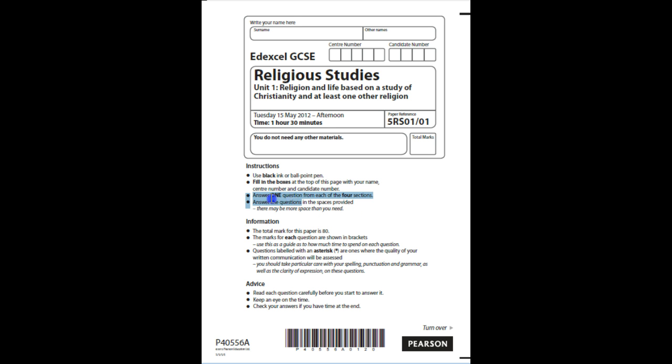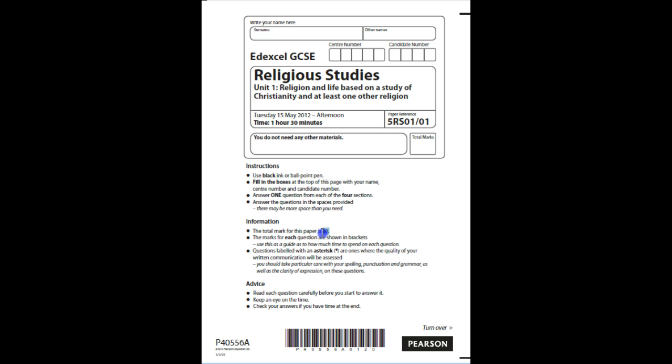You have to answer one question from each of the 4 sections. Now, when we talk about a question, we'll go through that in a second, but there are 4 sections: believing in God, matters of life and death, marriage and family, and community cohesion, and you have to answer a whole question from each of those 4. And the booklet includes this space where you can write your answers.